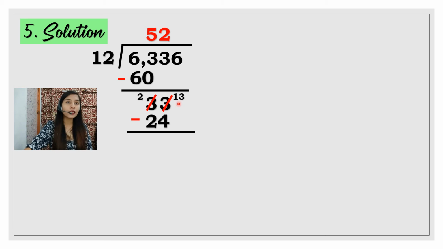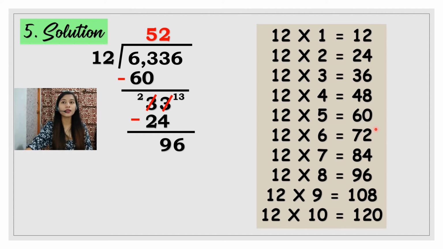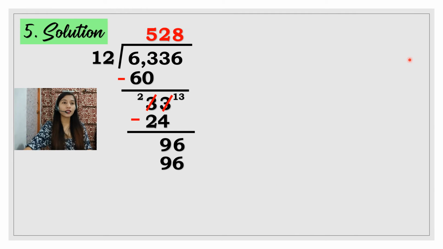Okay, so 13 minus 4 is 9. And then 2 minus 2 is 0. So we don't need to put 0. And then we bring down the 6. Okay, so 96 divided by 12 is 8. So 8 times 12 is 96. And then we subtract. 96 minus 96 is 0. So our answer is 528.